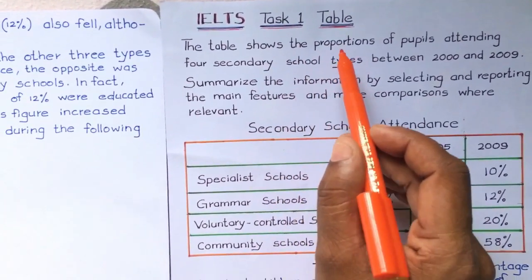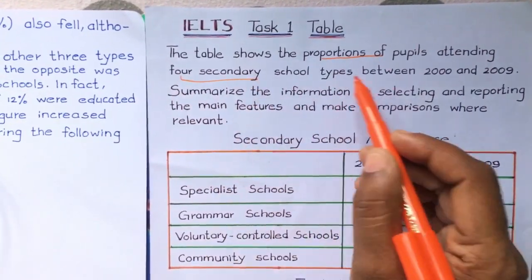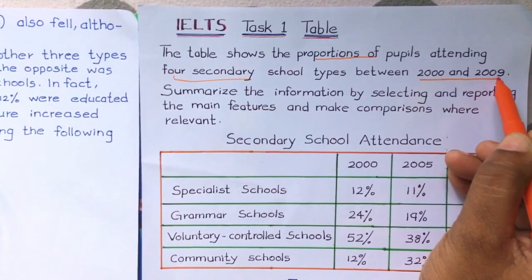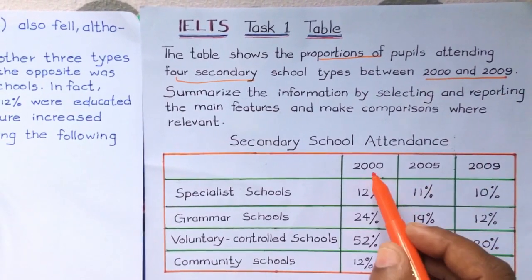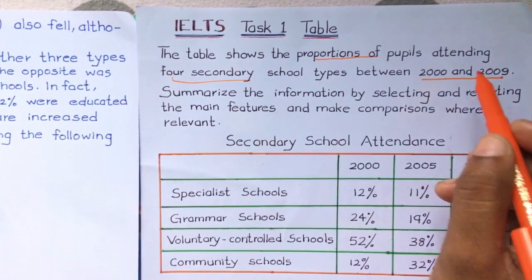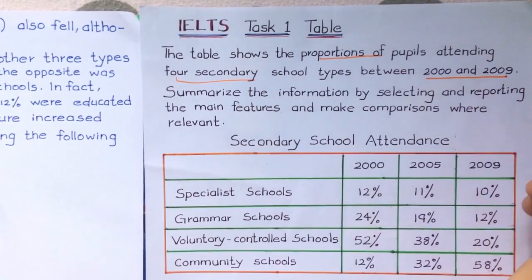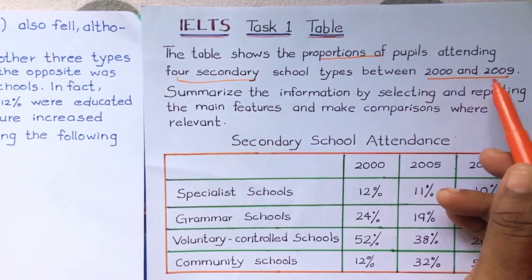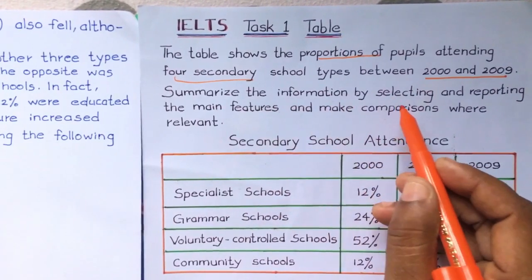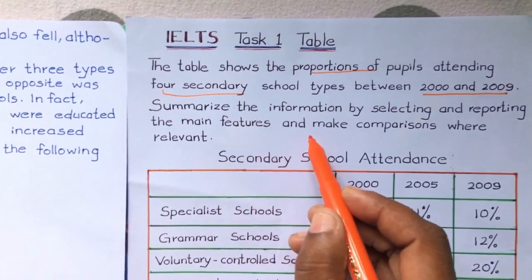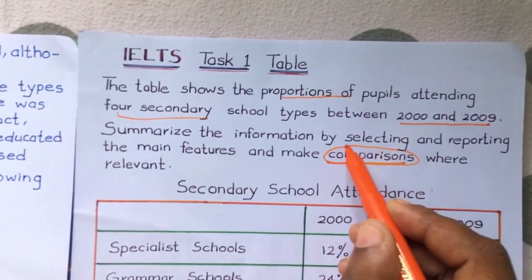The table shows the proportion of pupils attending 4 secondary school types between 2000 and 2009. So they have given 2000 and 2009, but that means 3 years of attendance are given. Instead of saying 2000, 2005 and 2009, they have just mentioned 2000 and 2009. It means from 2000 to 2009. Got it? Summarize the information by selecting and reporting the main features and make comparisons where relevant. So even the question is asking about the comparison.